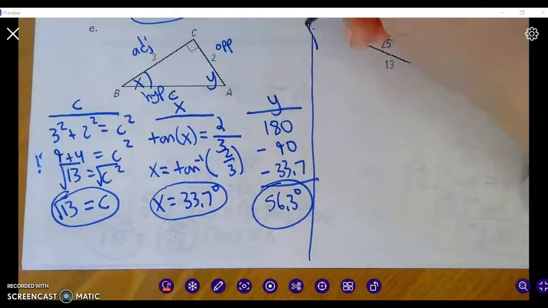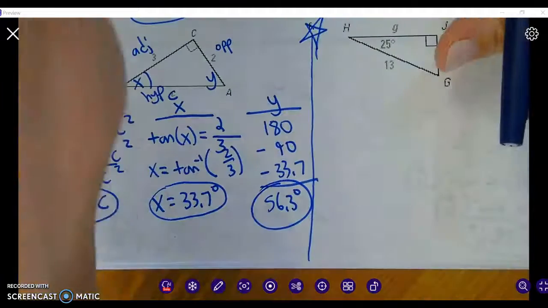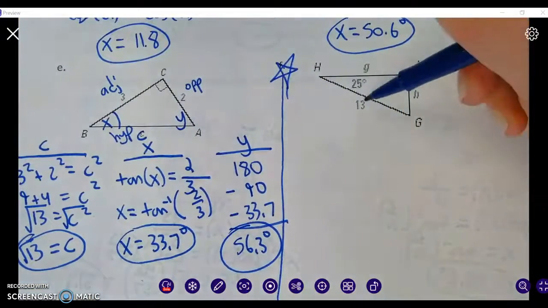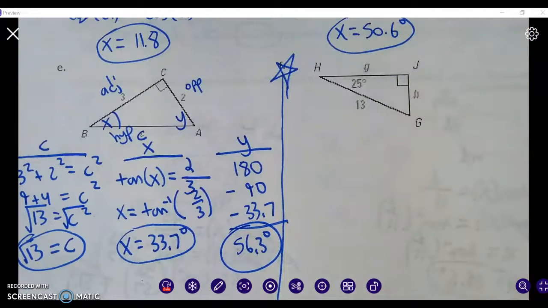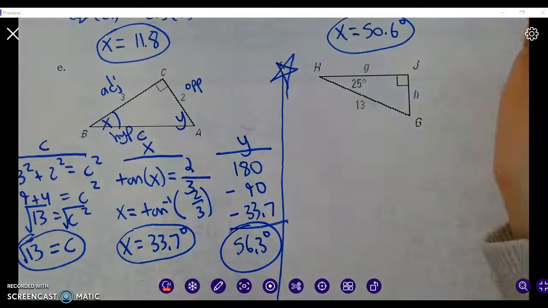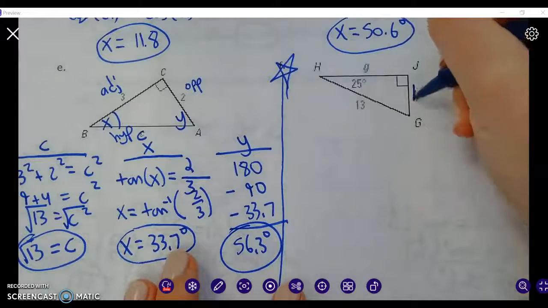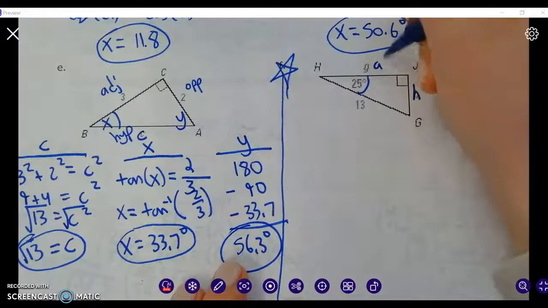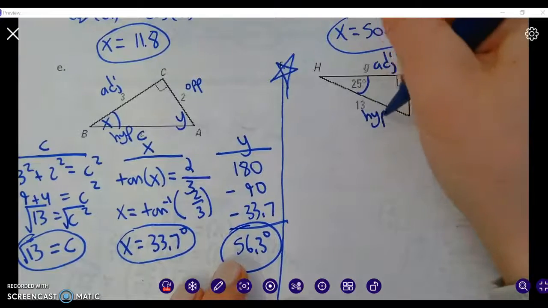Okay, please put a star on F. Your last question on your test is just like this one. You have 1 side and 2 angles. It's all over there. All your answers are over there. All right, so let's start with H. So I'm going to use the 25 degrees. H is opposite. G is adjacent. 13 is hypotenuse.